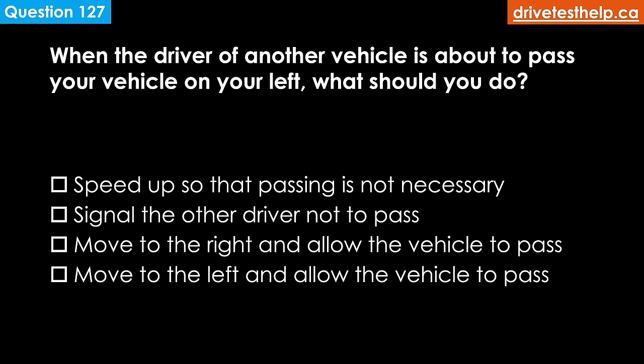When the driver of another vehicle is about to pass your vehicle on your left, what should you do? Speed up so that passing is not necessary. Signal the other driver not to pass. Move to the right and allow the vehicle to pass. Move to the left and allow the vehicle to pass. The correct answer, move to the right and allow the vehicle to pass.